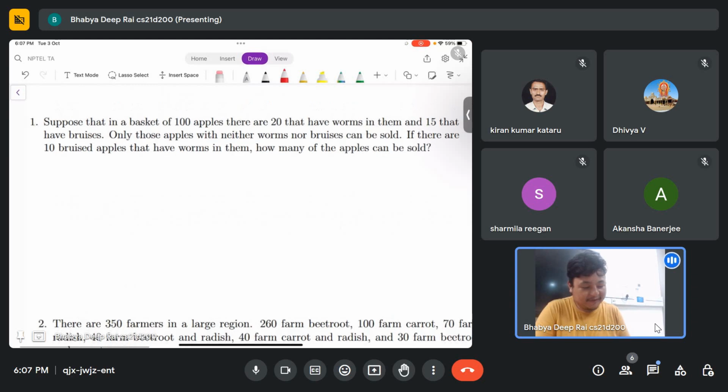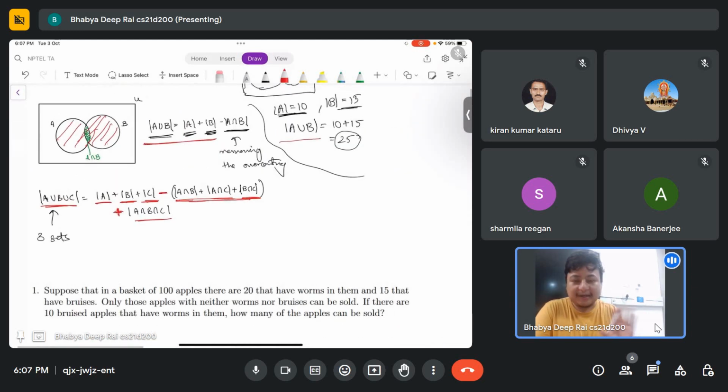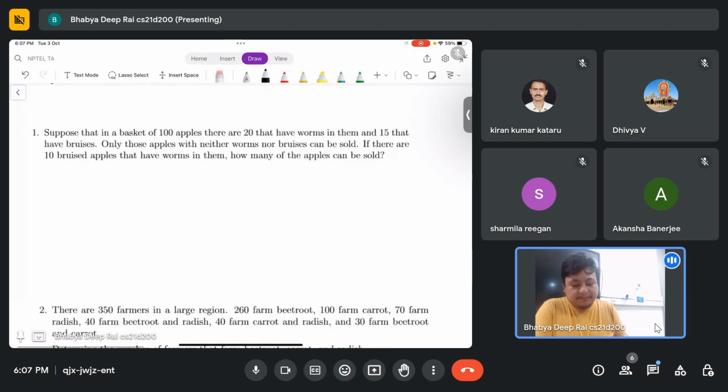The first few problems are rather simple. It is just a direct application of inclusion exclusion. So the question is as follows. Suppose that in a basket of 100 apples, there are 20 that have worms in them, 15 that have bruises. Only those apples with neither worms nor bruises can be sold. If there are 10 bruised apples that have worms in them, how many apples can be sold? That is what they are asking.